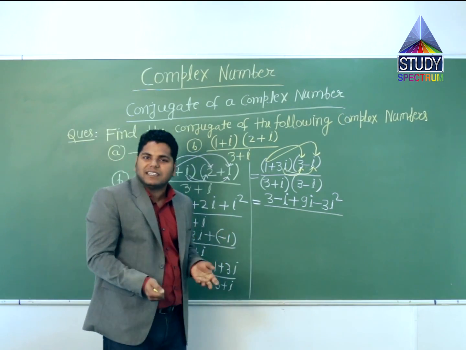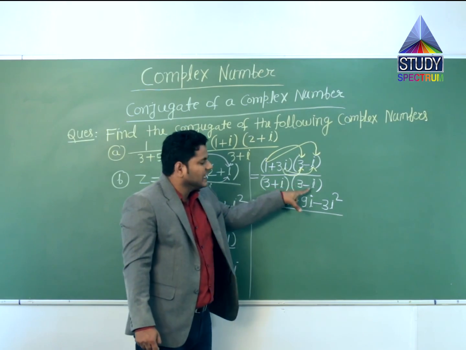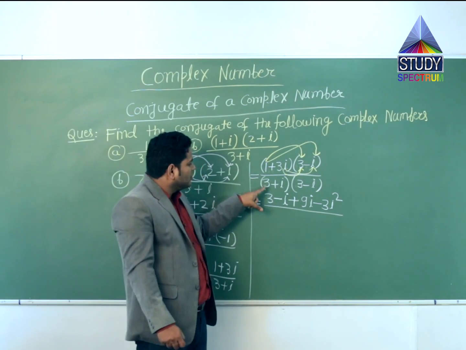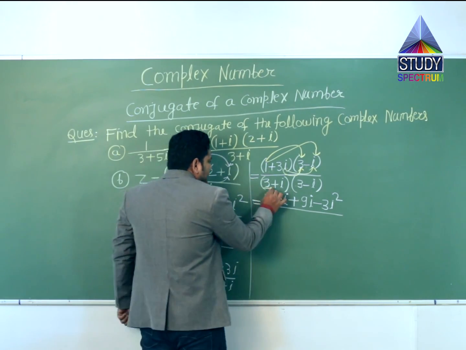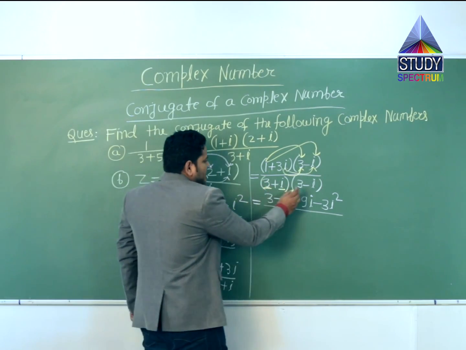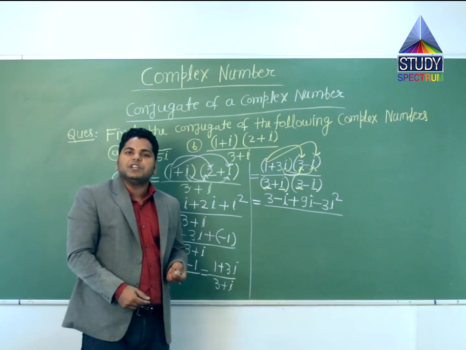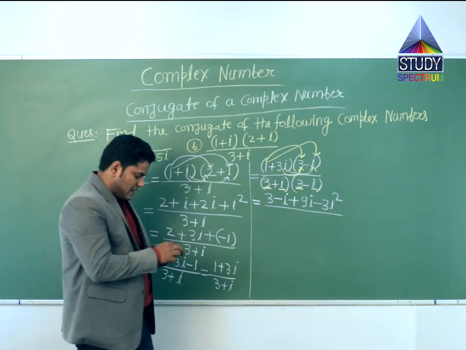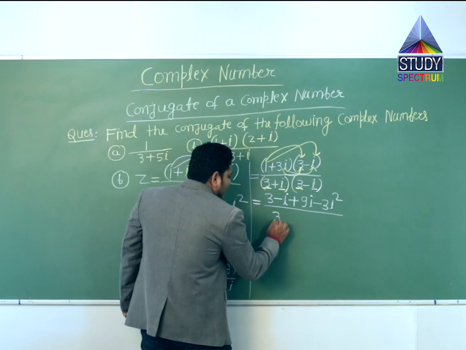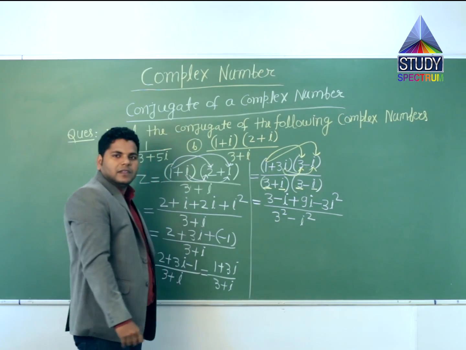Upon, if you observe the denominator, then you can easily say that it is in the form of a plus b into a minus b, and at the place of a we have 3 and at the place of b we have i. So a plus b into a minus b. The formula for a plus b into a minus b is a square minus b square. So we will write 3 square minus i square.